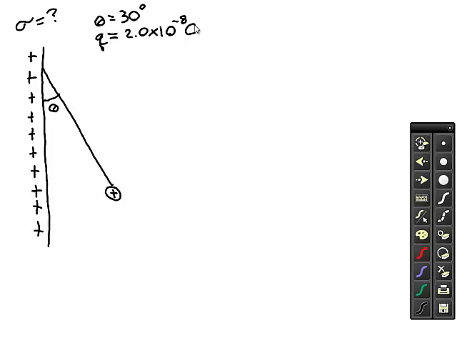What are the forces on the ball? mg, good old mg. What else? Tension in the rope. What else? Electric. So this is not totally foreign to us. Now, what to do next? Break it down.